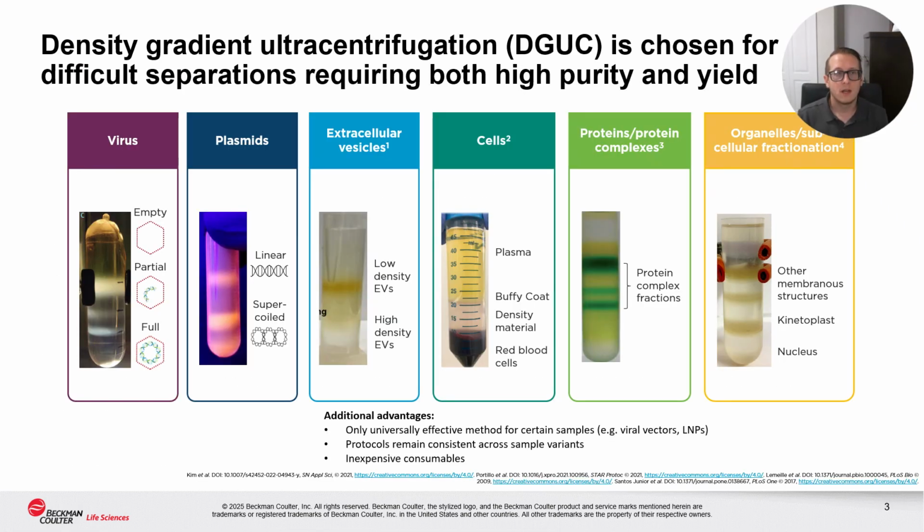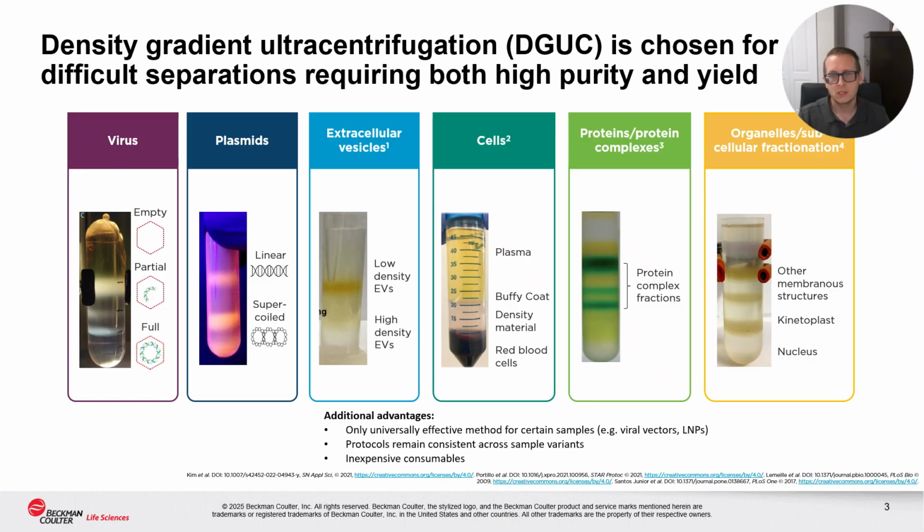So let's jump in. We can begin by thinking about the why. Density gradient ultracentrifugation, or DGUC, has long been a gold standard for difficult separations that require both high purity and yield. It's been used in a wide variety of applications, including viruses, which is primarily what we'll focus on today, but it's also been used in nucleic acids, where it enables the separation of various forms of plasmids, and in extracellular vesicles, where density gradients allow for the isolation of specific subpopulations. And there are numerous other applications, including cells, organelles, protein complexes, and more.